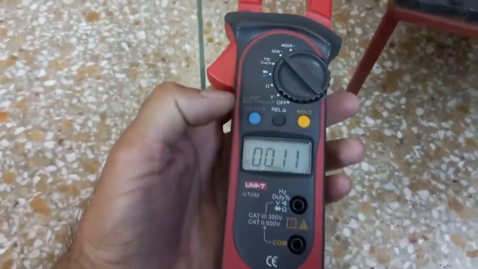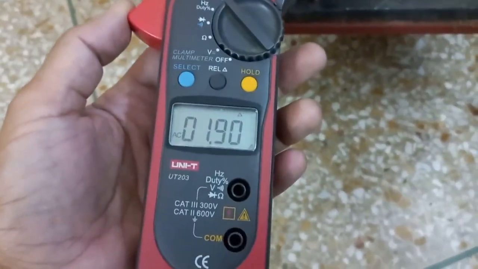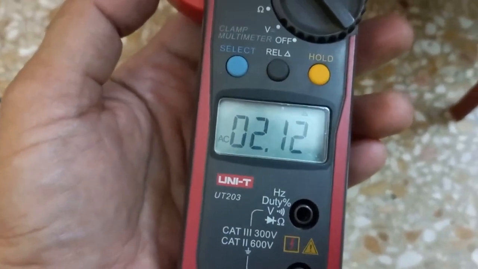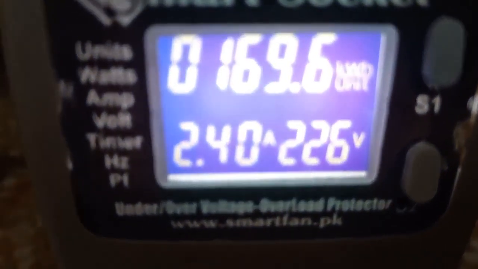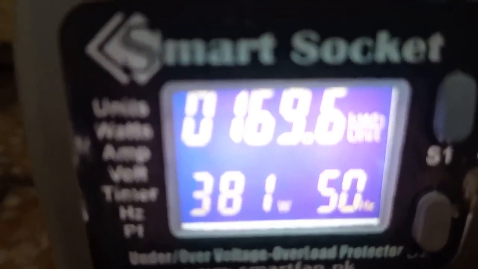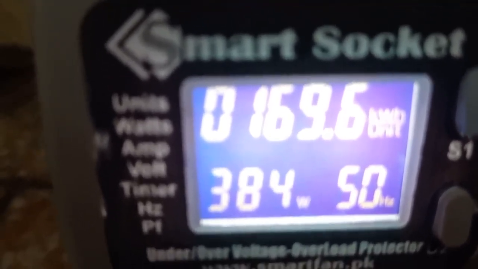This is an AC ammeter. This compressor, FR11G, is a 1/3 HP compressor. Compressor current is 1.9 ampere. And with the condenser, total current is 2.2 ampere. And here I have another meter which is showing 0.2 ampere more, so 2.4 instead of 2.2. Wattage is 383 watt, power factor 0.7.